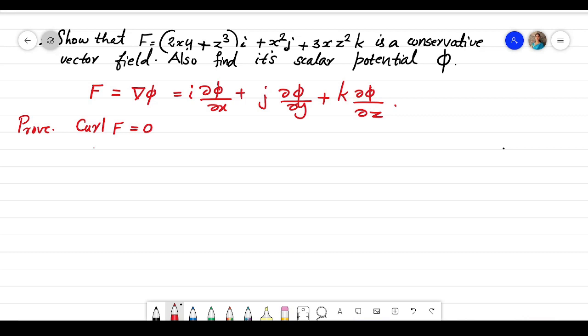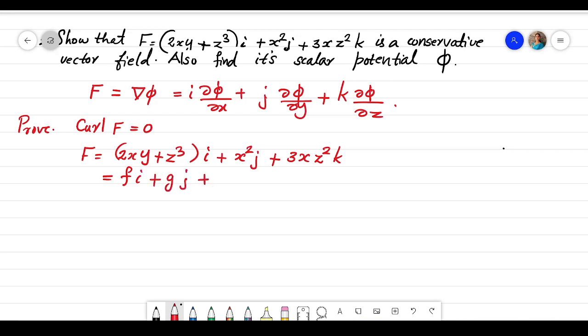So, here F is given. F is given as (2xy + z³) into i plus x² into j plus 3xz² into k. Now, let us denote this as f into i plus g into j plus h into k. So, f is 2xy + z³, g is equal to x², and h is equal to 3xz².